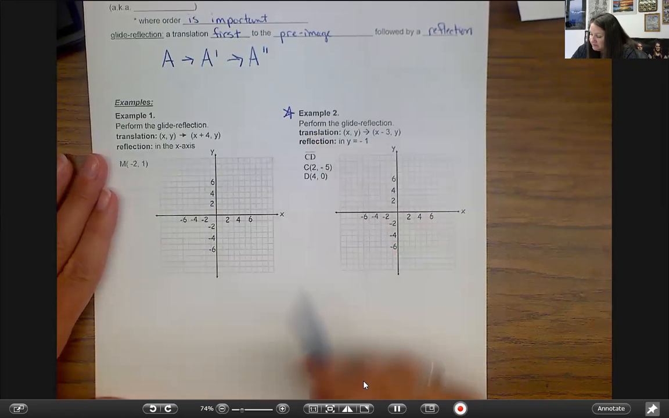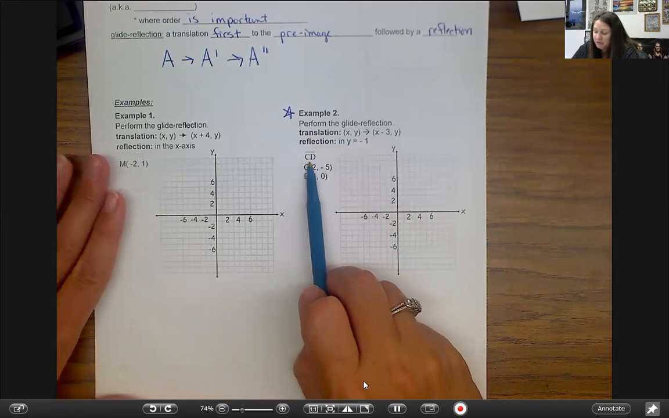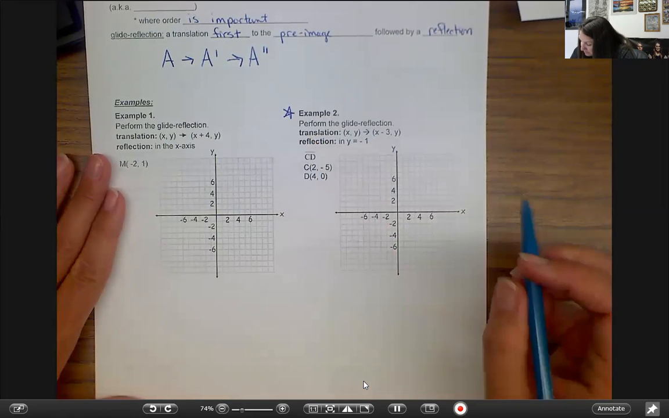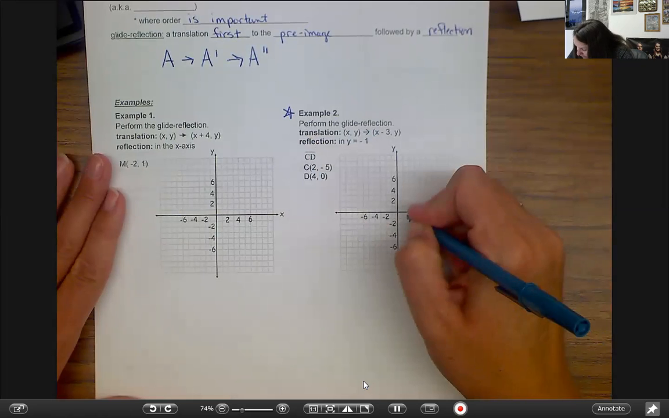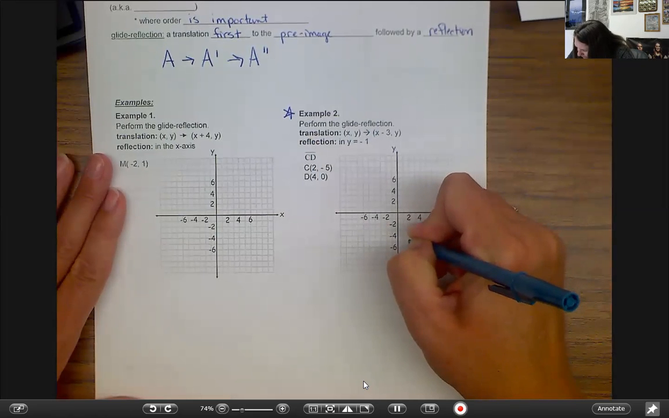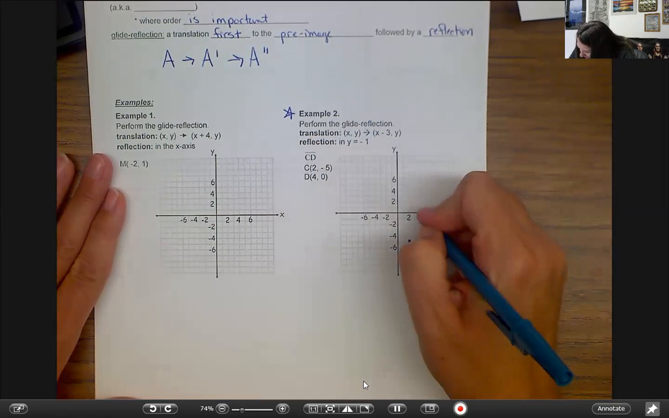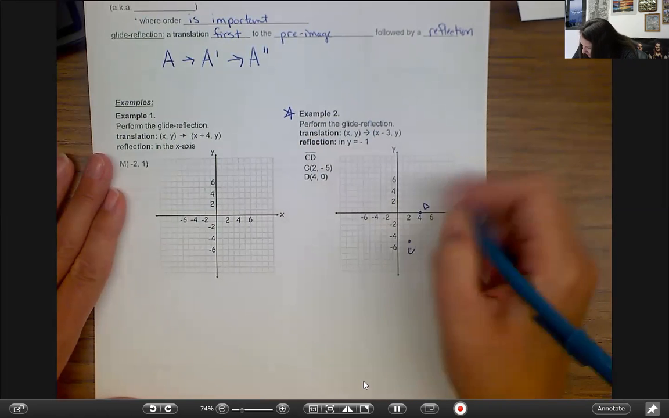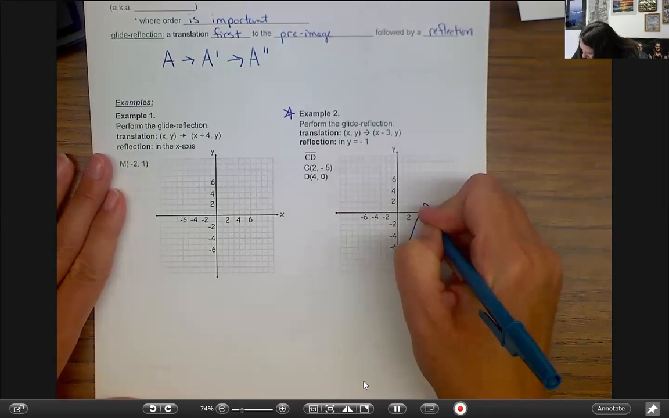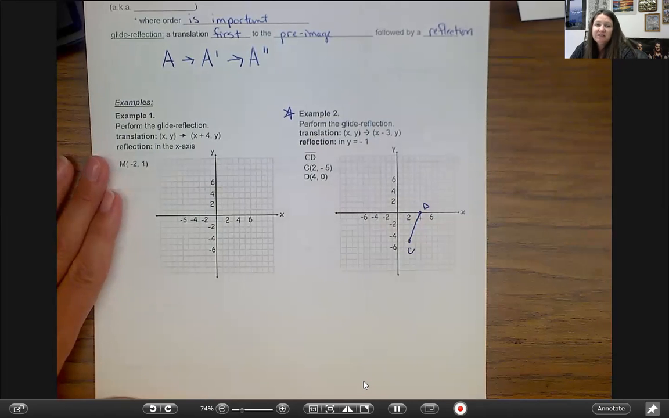So in this case, what we're starting with is a line segment. So we need to put line segment CD on our graph. So point C is located at (2, -5) and point D is at (4, 0). So there is my line segment to start. Keep in mind, and especially on your test, you always graph your pre-image. We need to see where the figure is starting. That's the pre-image, that original figure. And then we look at how it transforms from there.